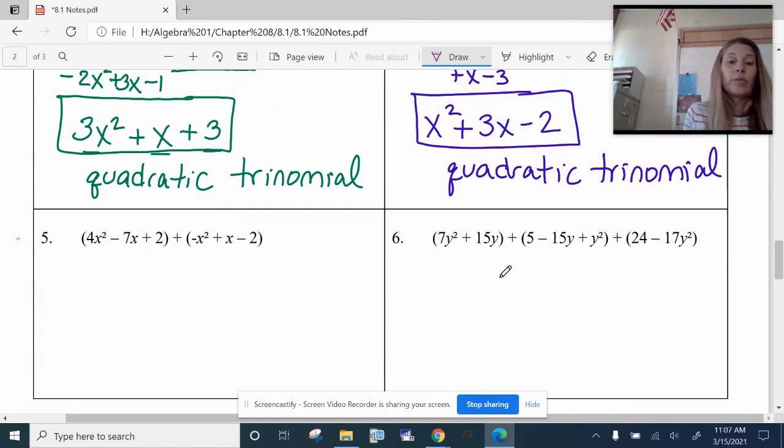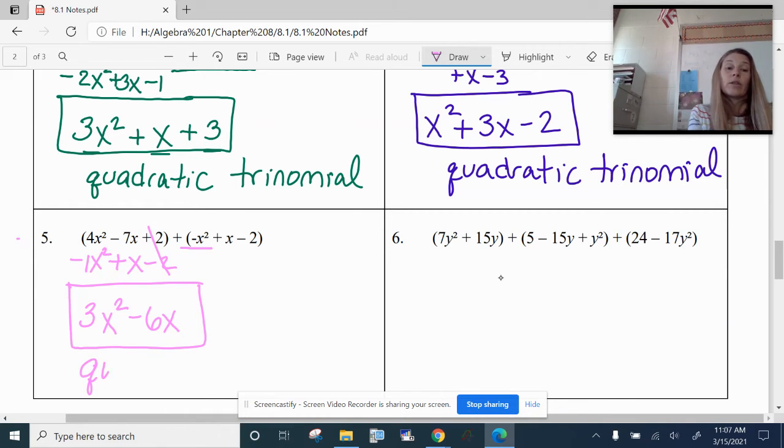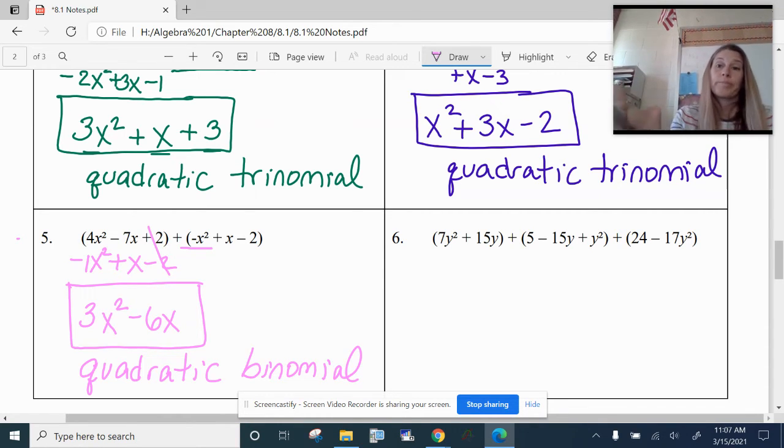All right, so taking a look at number 5. 4x squared minus 7x plus 2 is already set up for us in standard form. So I'm going to subtract the x squared, add the x, and subtract the 2. Now 4x squared minus 1x squared gives me 3x squared. Negative 7 plus x is negative 6x. And then these 2's are going to cancel. Now in this case, I still have quadratic because my highest degree there is that exponent of 2. But this time it'll be a binomial because I only have 2 terms here with the subtraction sign in the middle.